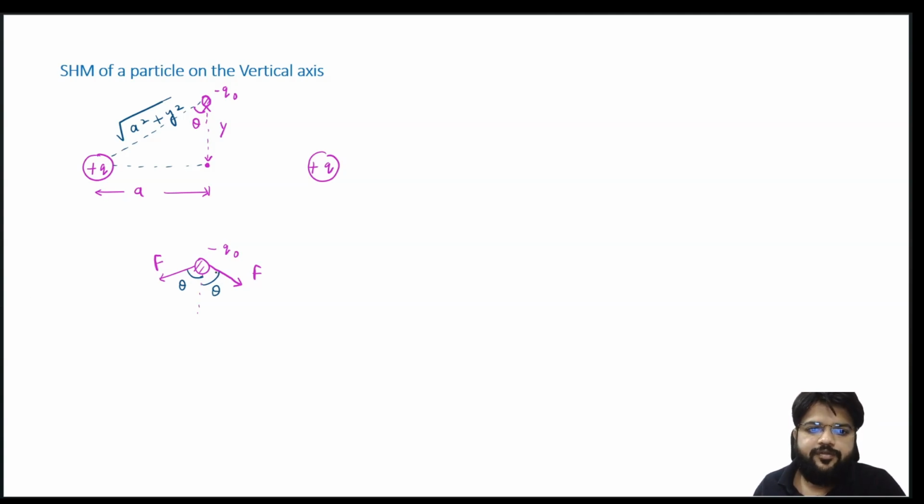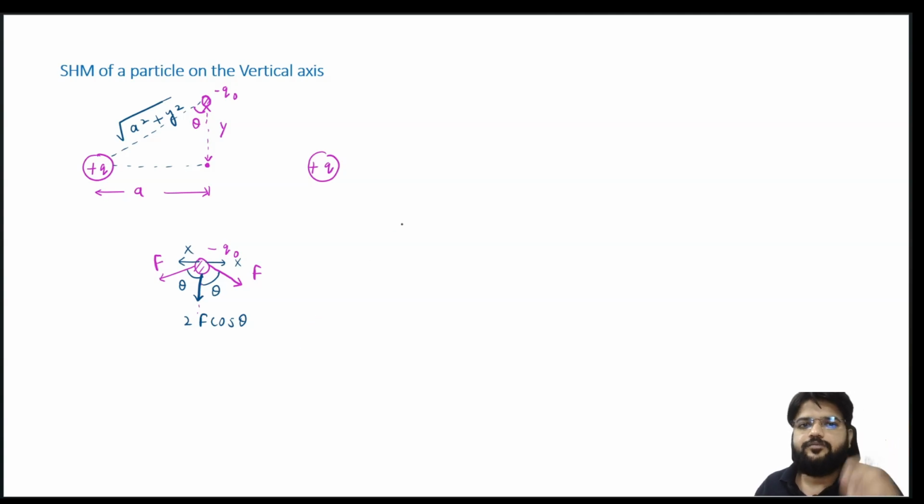Now the next thing is what? If we resolve this F in horizontal and vertical directions, this component in the vertical direction is F cos theta. So F cos theta plus F cos theta is 2 F cos theta. This is the total restoring force, everyone. And here we have F sin theta and F sin theta. These both will get cancelled out.